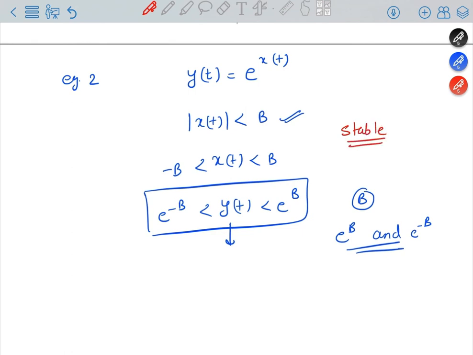In this manner we can see how a stable system and an unstable system are defined. We have to take this into account when we discuss different types of systems in further lectures, where we will check the stability of the system and see how important it is in defining a system. So thank you.